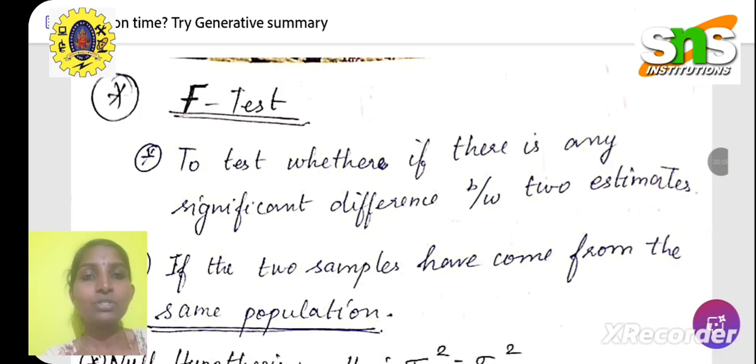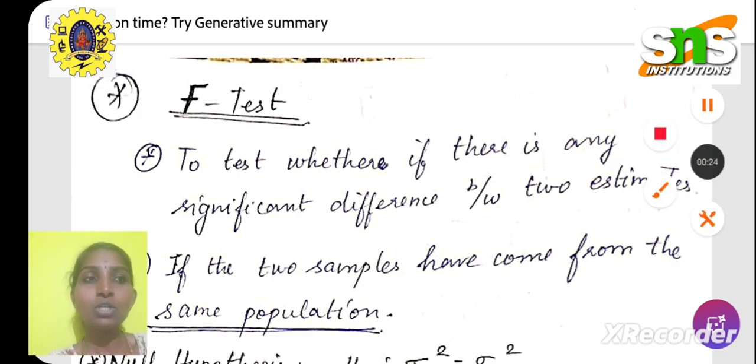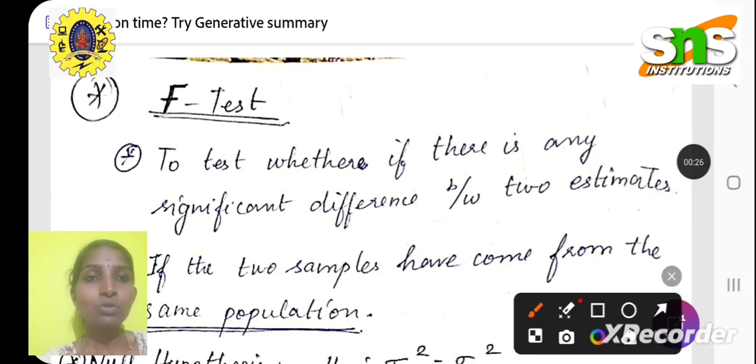This is a lecture video series on the course Statistics and we are on to the topic F-test now. This video explains the properties and the significance of F-test. Under F-test we have two major points: to test whether there is any significant difference between the two estimates. When we are about to test the two given estimates or the attributes or the characters or the properties of the given thing, we use F-test.